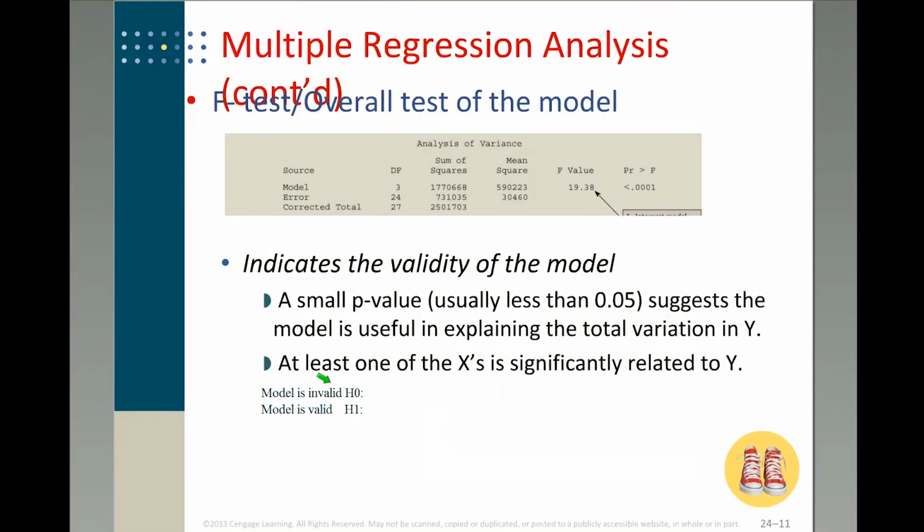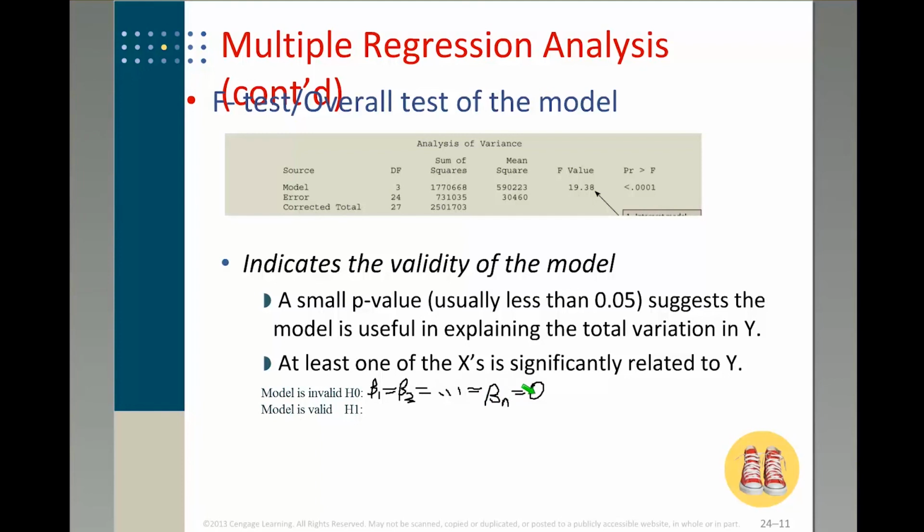Okay, so back to our F-test here, we find that when beta 1 is equal to beta 2 equal to all the betas, and that is equal to 0, then we will find the model to be valid. Okay, and we don't want that to happen.